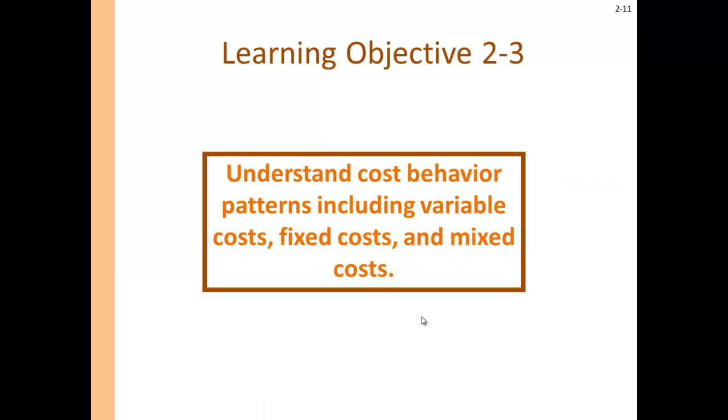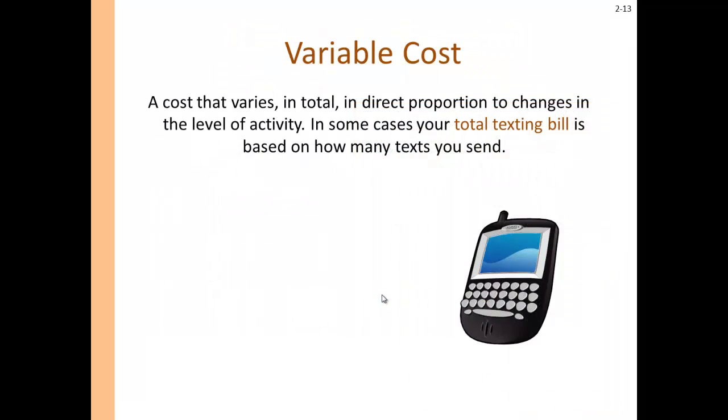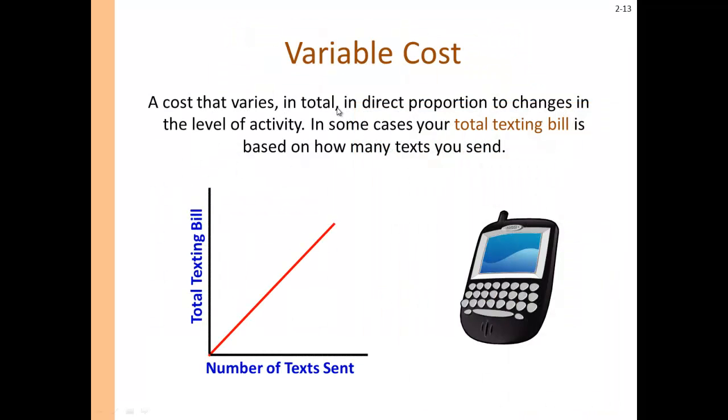Now, understanding cost behavior patterns, including variable, fixed, and mixed costs. When predicting or classifying a cost, we're going to classify it as one of the three: a variable cost, a fixed cost, or a mixed cost. A variable cost, in total, is in direct proportion; it changes with the level of activity. If you pay per text that you send, that would be a variable cost. It's based on the number of texts that you send, if you pay 15 cents a text.